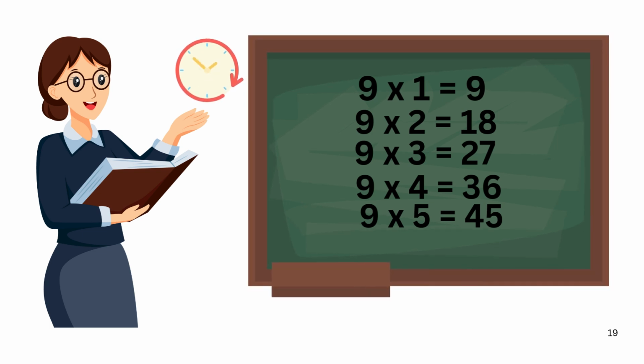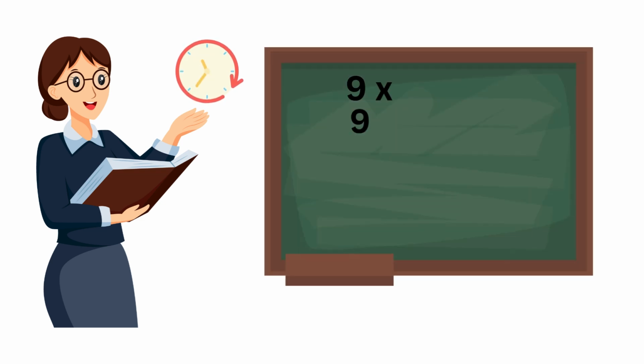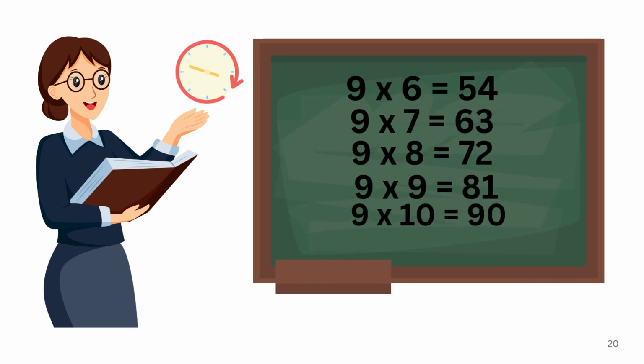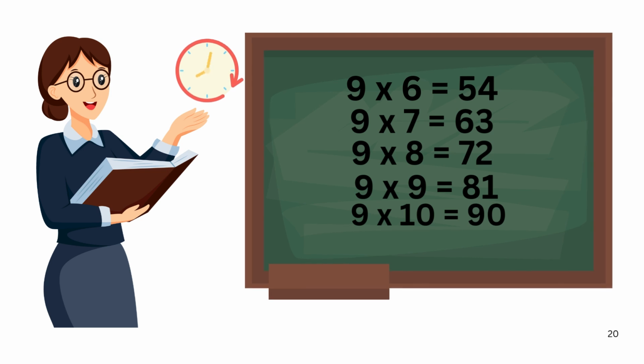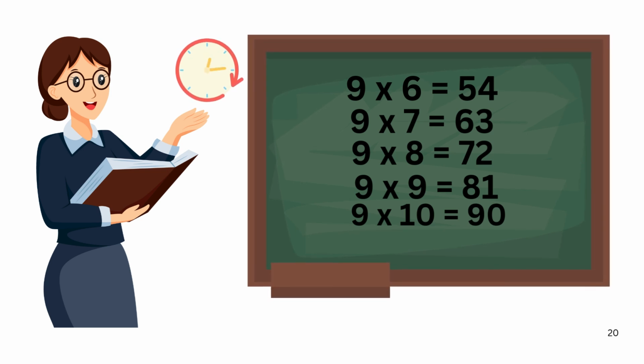9 multiplied by 2 equals 18. 9 multiplied by 3 equals 27. 9 multiplied by 4 equals 36. 9 multiplied by 5 equals 45. 9 multiplied by 6 equals 54. 9 multiplied by 7 equals 63.